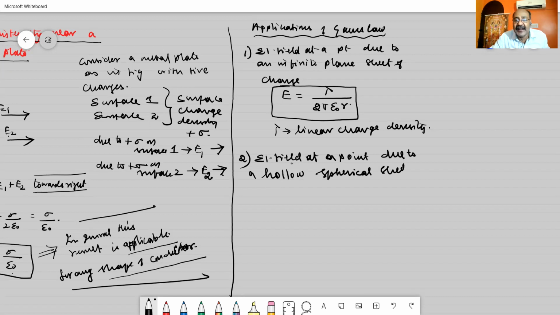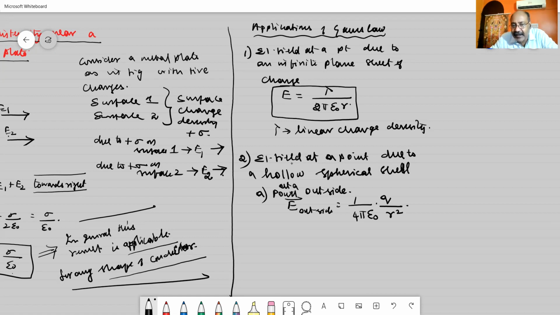When you are considering a hollow spherical shell, we have gone through three cases. First, at a point outside. The electrical field at a point outside is equal to 1 divided by 4 pi epsilon 0 into Q divided by small r square. If you are writing it in vector notation, you have to put r cap.